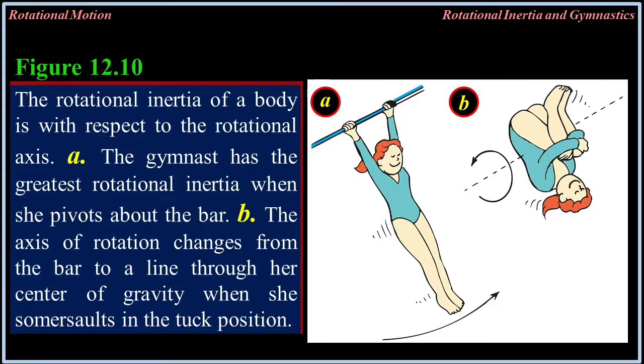Figure 12.10. The rotational inertia of a body is with respect to the rotational axis. A. The gymnast has the greatest rotational inertia when she pivots about the bar. B. The axis of rotation changes from the bar to a line through her center of gravity when she somersaults in a tucked position.